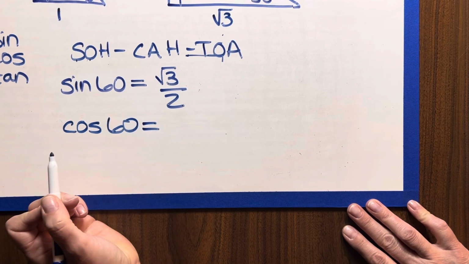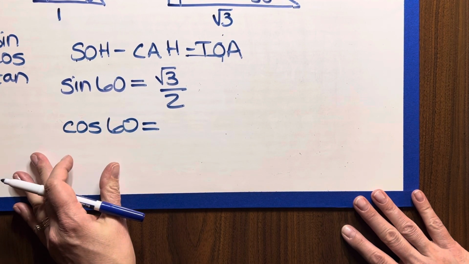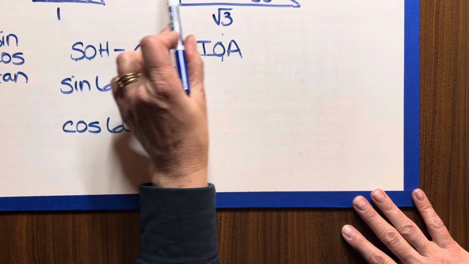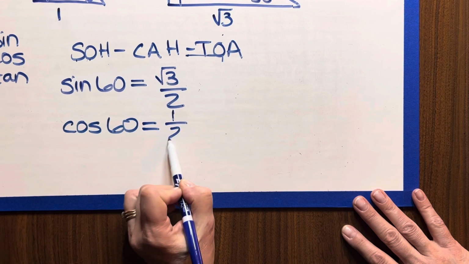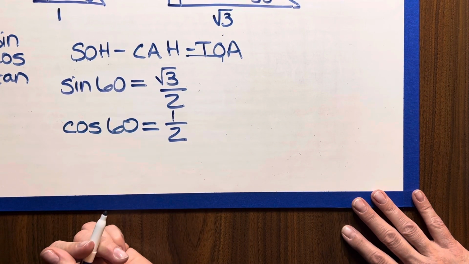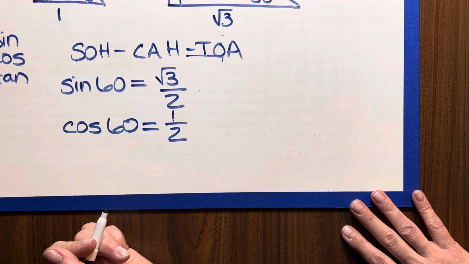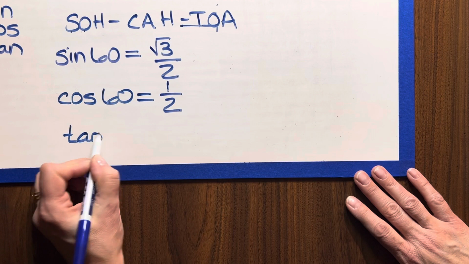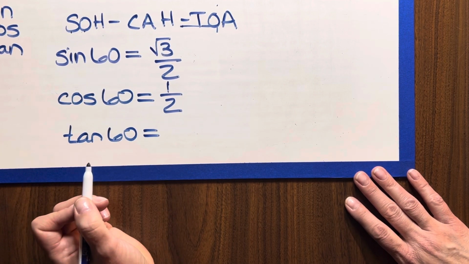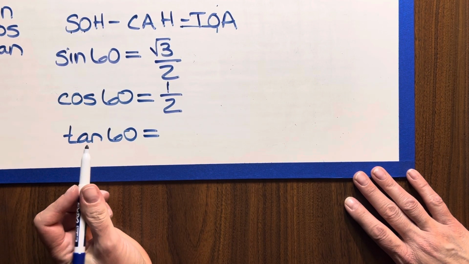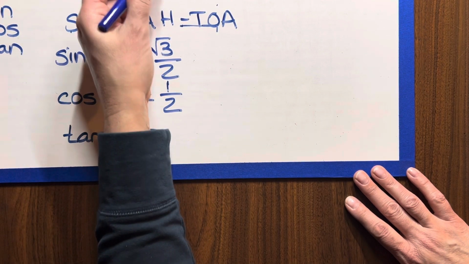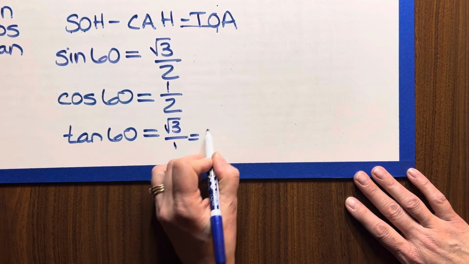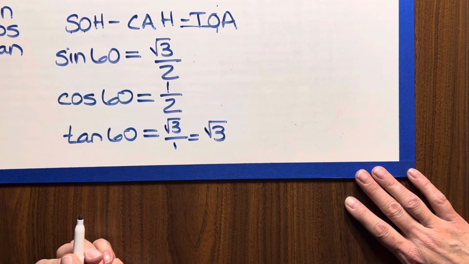So for the cosine of 60, cosine is the adjacent over hypotenuse. So adjacent is right here at 1 over 2. So the cosine of 60 is a half. That should also look familiar. It was the sine value for 30. And then the last one we have is the tangent of 60. So remember that tangent is opposite over adjacent. So opposite is square root of 3 over 1, which we can write just as the square root of 3.